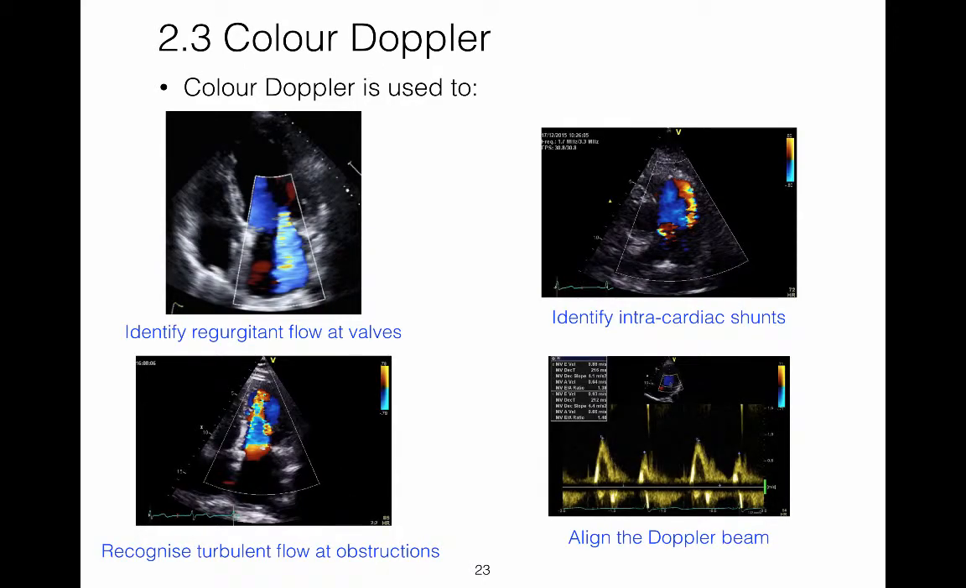Color Doppler has multiple uses. These include identifying regurgitant flow at valves, recognizing turbulent flow at obstructions, identifying intracardiac shunts, and aligning the Doppler beam.